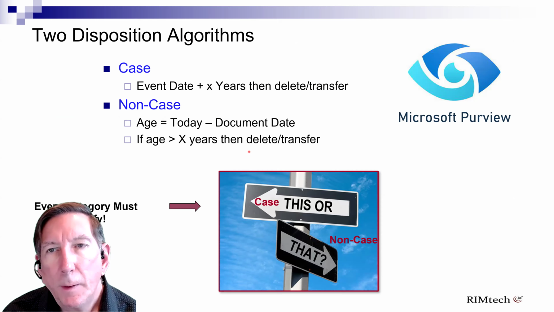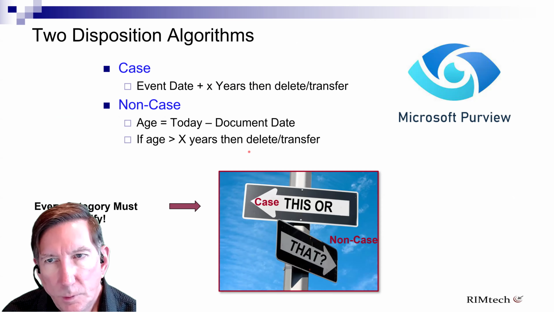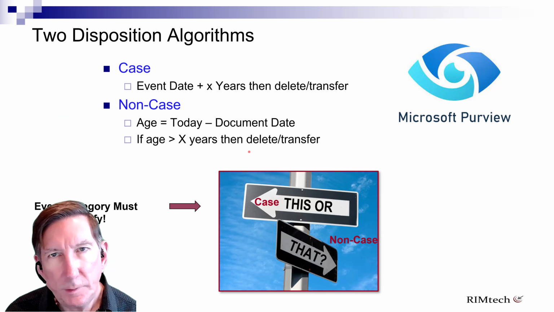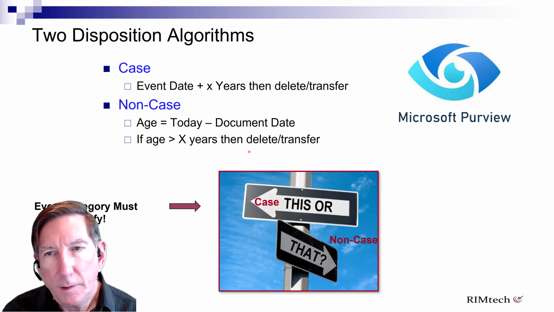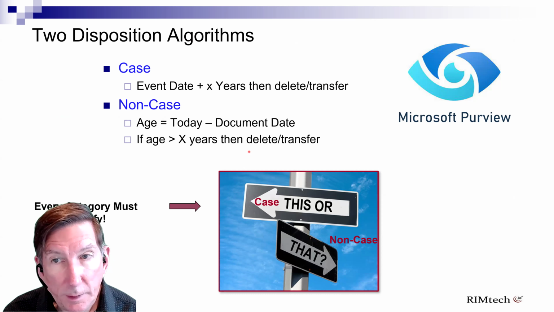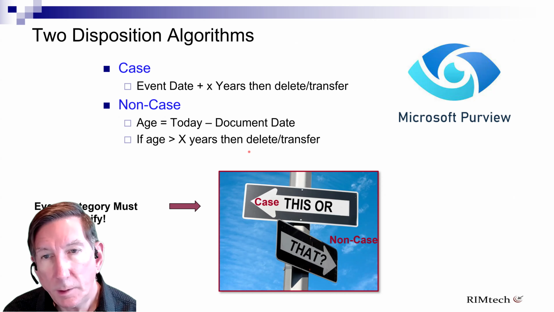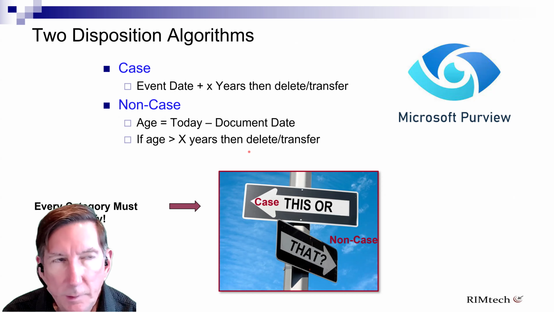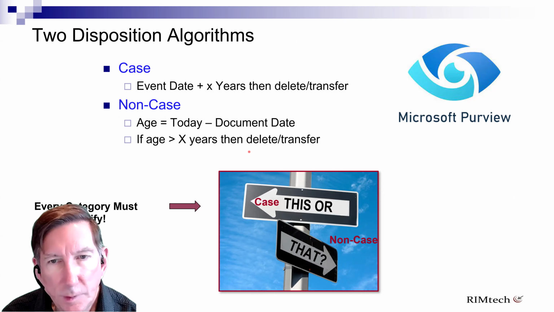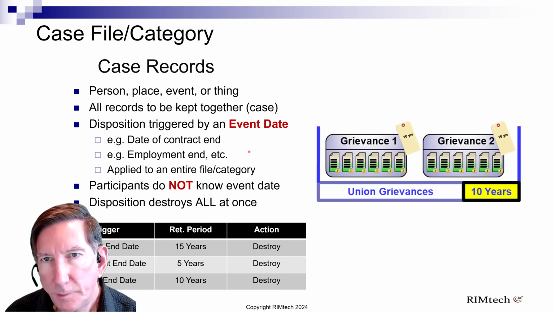A case means that the retention rules will be event date plus X years, then delete or transfer or whatever. Non-case means age-based retention. The software will take today's date, subtract the document date, which yields the age. Then it'll compare the age with the retention period. And if it's younger than the retention period, it'll keep it. If it's older, it'll mark it for disposition. So every single one of your activities in your retention schedule must specify this for any modern EDRMS.